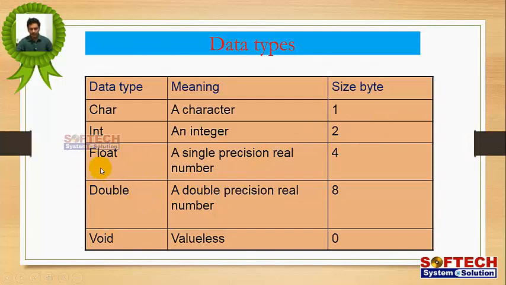If we want to store a float, that is a real number. What is the meaning of real number? The numeric digit with the decimal point. If we want to store the real number with single precision, the dictionary meaning of precision is accuracy. That is less accuracy.